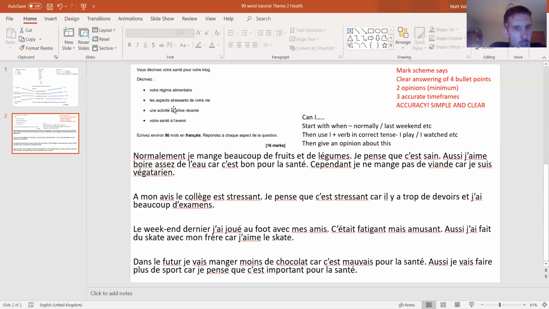But I would avoid doing that and always try and start with when, then I plus verb in correct tense. Anyway, in my opinion, school is stressful. I think this is stressful, another opinion, because there is too much homework and I have a lot of exams. Lovely. We found that bullet point quite hard, so we're just going to leave it like that. That's fine.